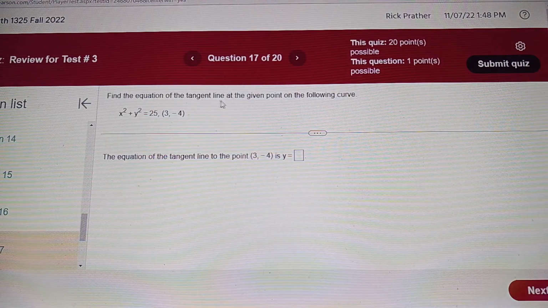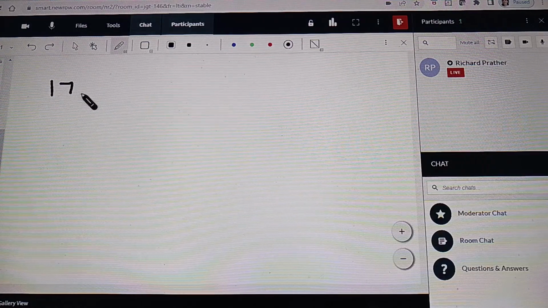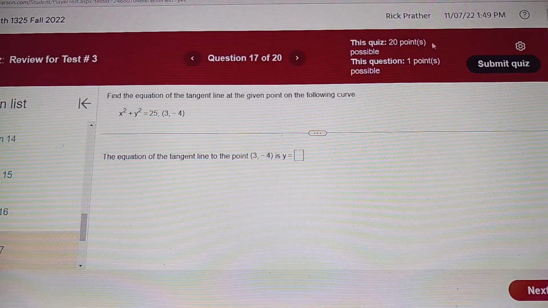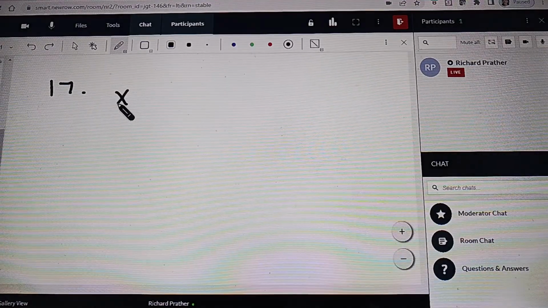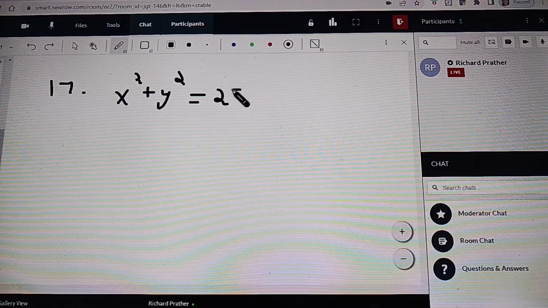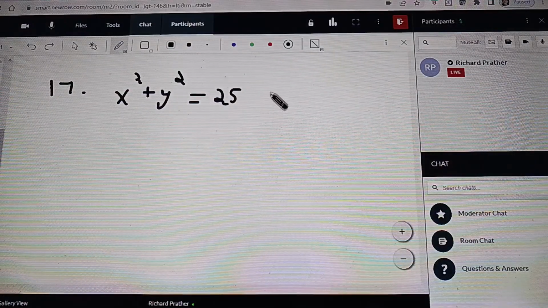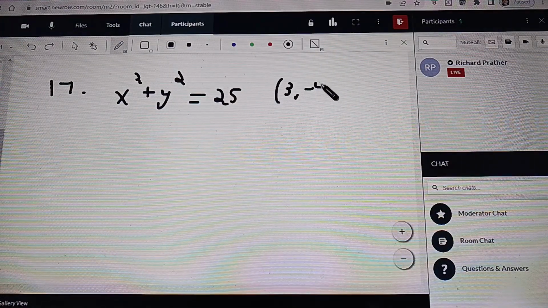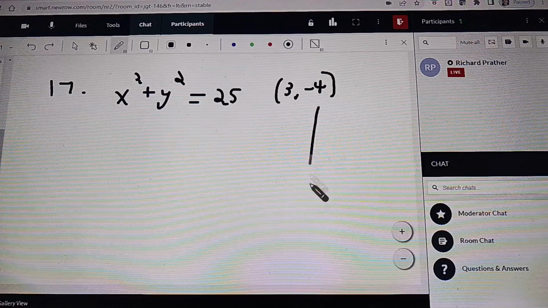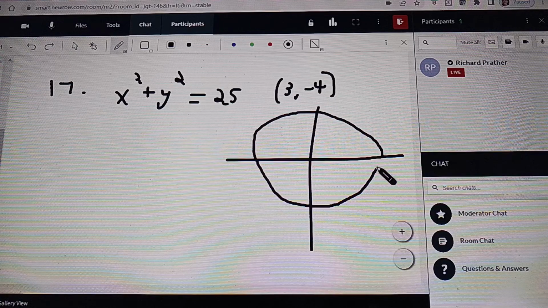Okay, find the equation of the tangent line at the given point on the following curve. So my original problem is a circle, x squared plus y squared equals 25. Generally, x is the variable of interest unless they specify otherwise. We want to do this at 3, negative 4. If you have a circle of radius 5, like so, 3, negative 4 would be like right here.